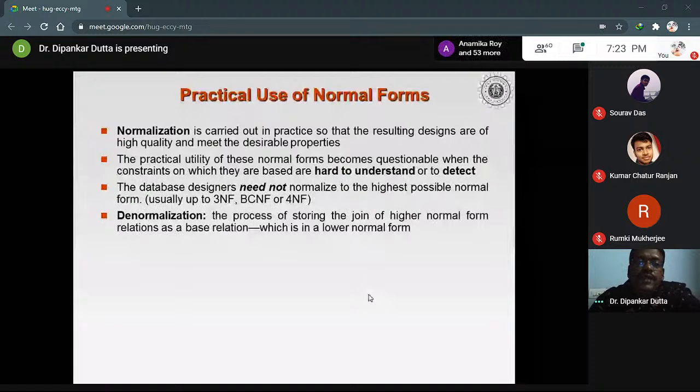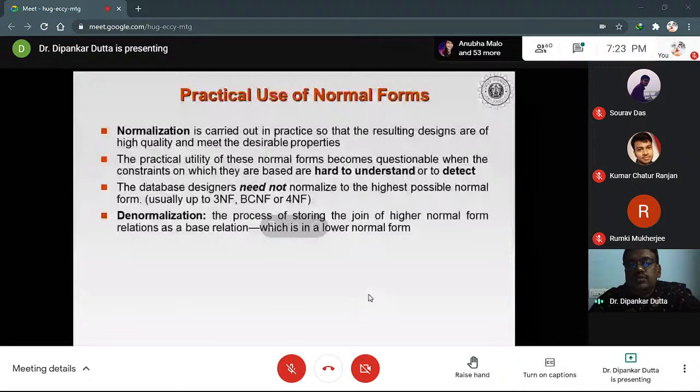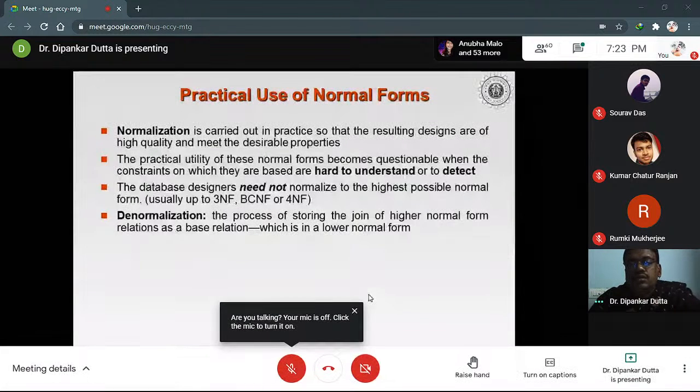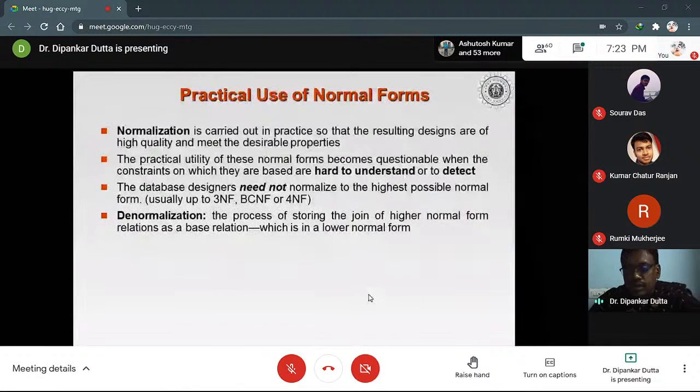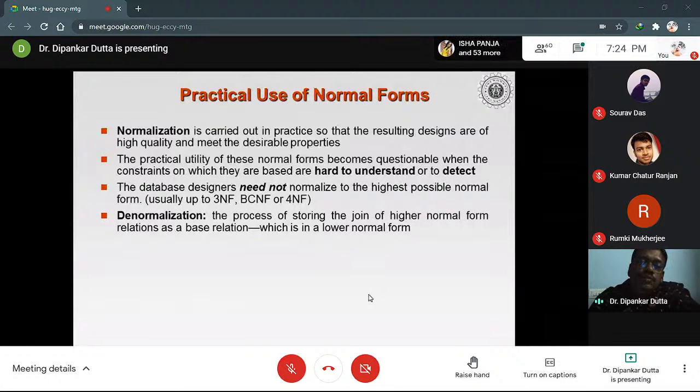Bad design. The practical utility of these normal forms becomes questionable when the constraints on which they are based are hard to understand or to detect. So normalizations are based on some conditions. And for a table, when we cannot judge or detect those conditions, in that case the design is also bad. So that is questionable. So we should have a very crystal clear idea about the properties of attributes. Then only the normalization can be successful.